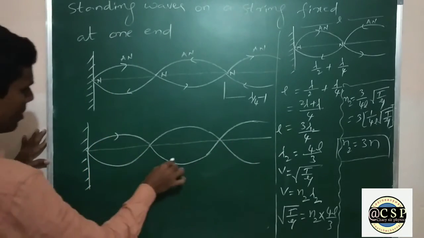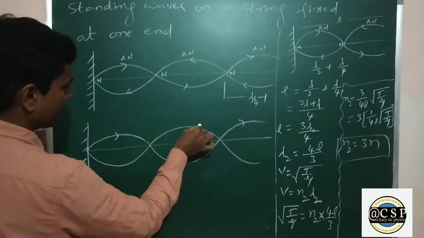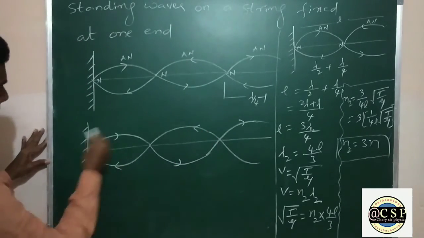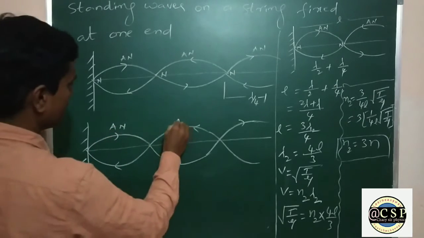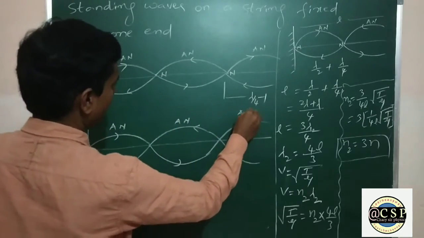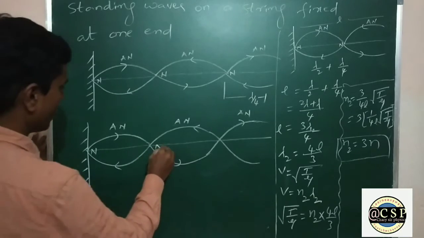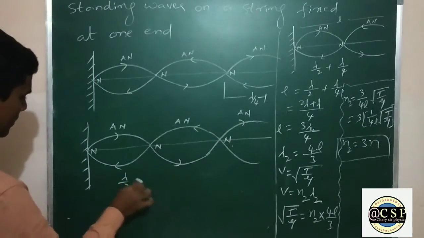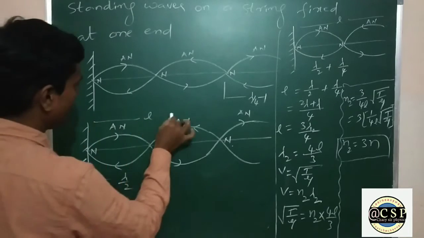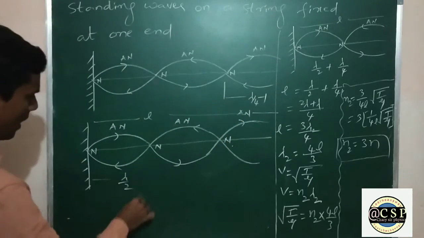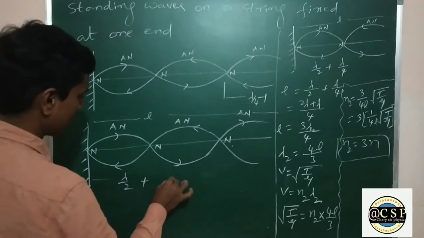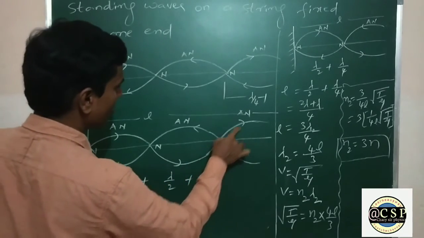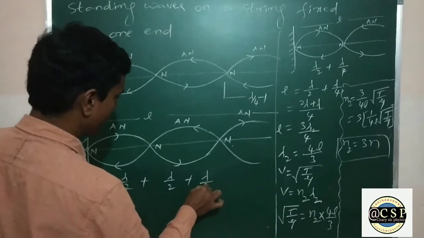Okay, here are antinodes. It is coming in the backward direction. Antinodes, antinodes, here is also antinodes. Here are nodes. From here to here is lambda by 2. The total length is L. And from here to here is lambda by 2. Plus, the distance between a node and an antinode is lambda by 4.